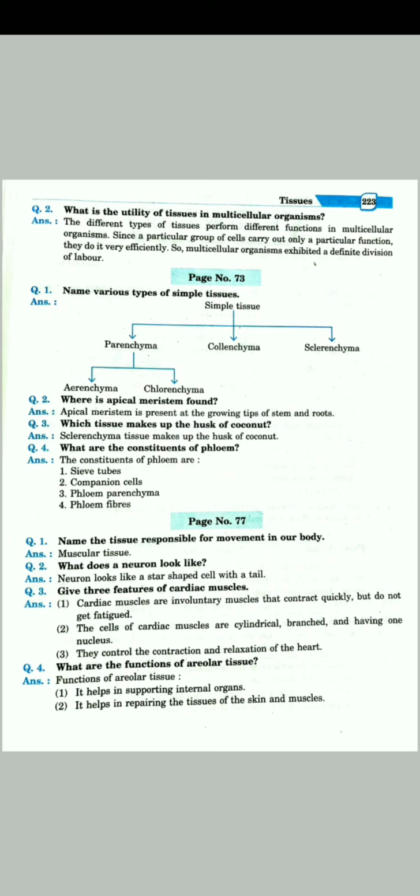Next questions are on page number 77. The first one is, name the tissue responsible for movement in the body. That is muscular tissue, which helps us to move, to locomote, and for all the different movements in the body. What does the neuron look like? How can we see that neuron?